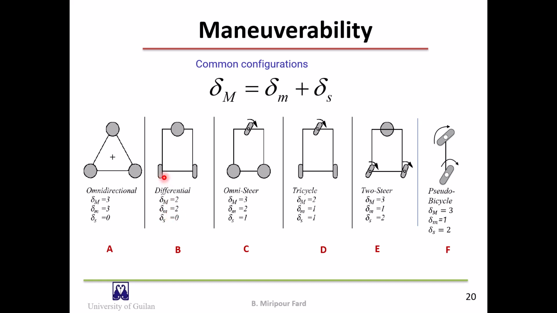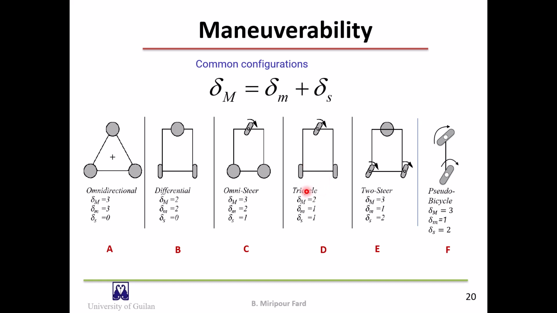Degree of mobility is 2, because there is one constraint here, and they are not independent. So the degree of maneuverability is 2. In this robot, which has 2 omni wheels and 1 steerable wheel, the degree of steerability is 1, the degree of mobility is 2, because here we have a constraint on the motion in the sideway. So the degree of maneuverability is 3.